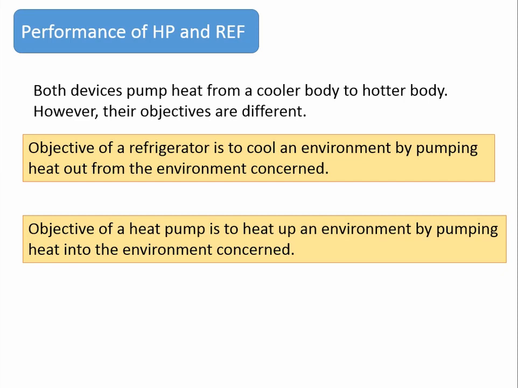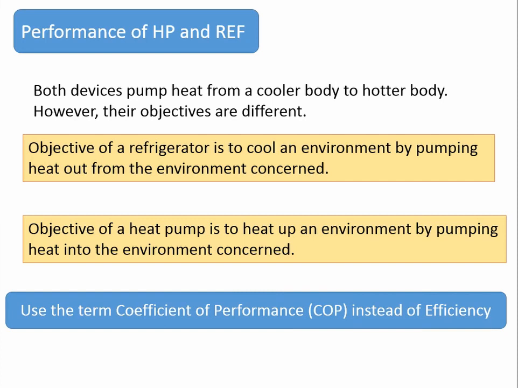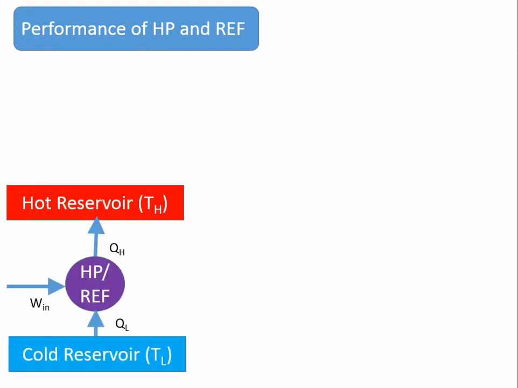When we are analyzing the performance, we are using a term called coefficient of performance instead of efficiency. The reason is the coefficient of performance is always greater than unity. That is, it is always greater than 100%. Our general understanding about efficiency is it must be less than 100%. To avoid any ambiguity, we use the term coefficient of performance.